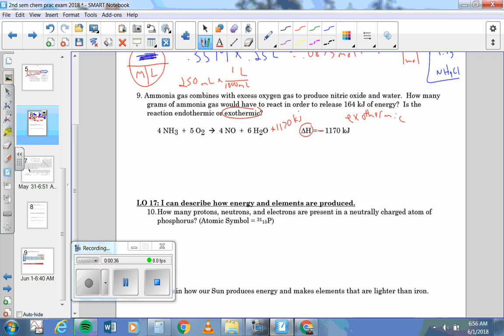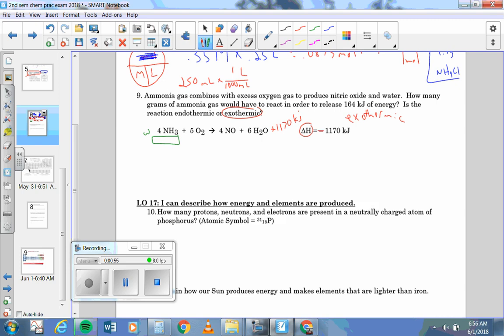Okay, so the first step, I'm going to treat this like stoichiometry. Start with balanced reaction, check. Figure out, what do they want to know about? How many grams of ammonia gas? We need to remember that ammonia, NH3, not the first time we've seen that. That's going to be what we're asking about. They want to know about that.